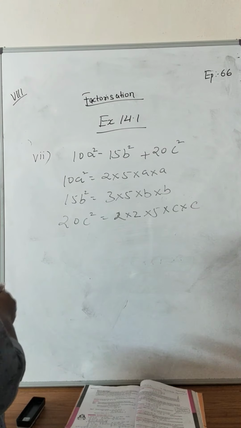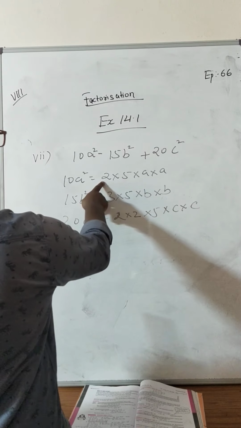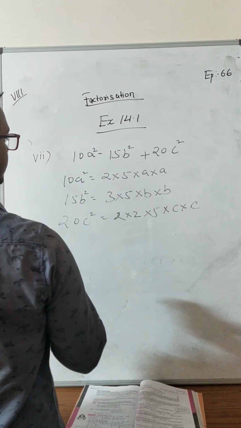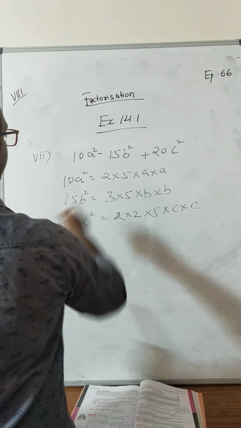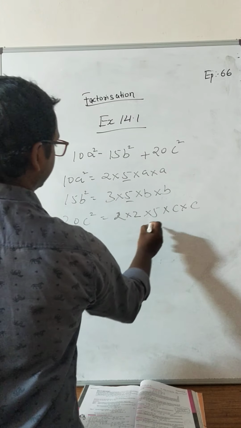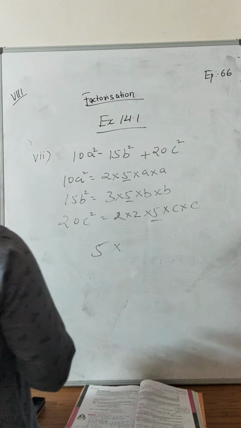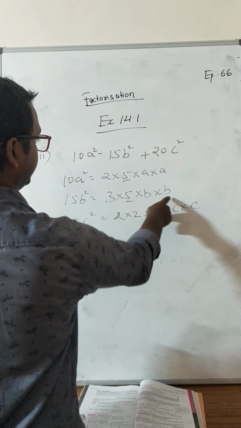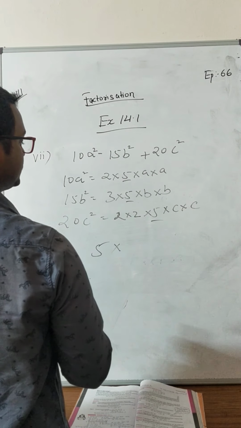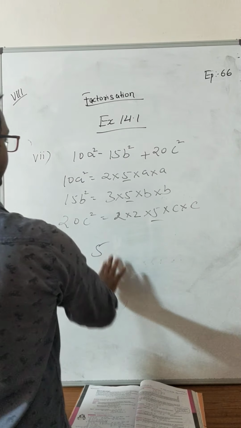Now see what we can take as common. Here we have 2, but here we do not have 2. So we cannot take 2 as common. Here we have 5, here we have 5, and here we have 5. So we can take 5 as common. Next, look at a, b, c. All are different variables. So we can only take 5 as common factor.